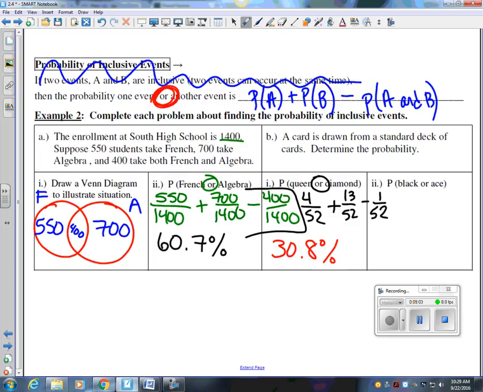All right, Jacob, what's the probability of getting a black card? 26 over 52. Or means to add. How about Mariah? What's the probability of getting an ace? 4 out of 52. Very good. And Tanner, are there any cards that are aces and blacks? How many? 2.